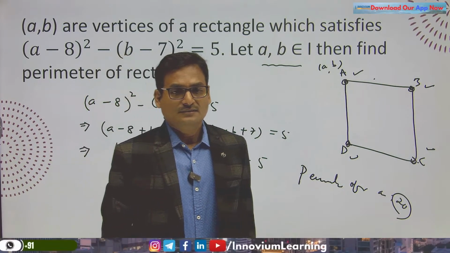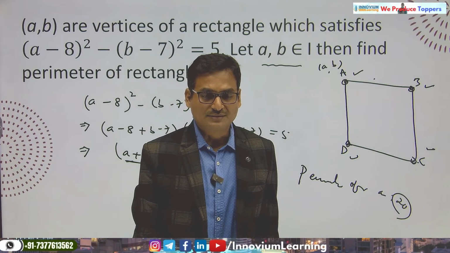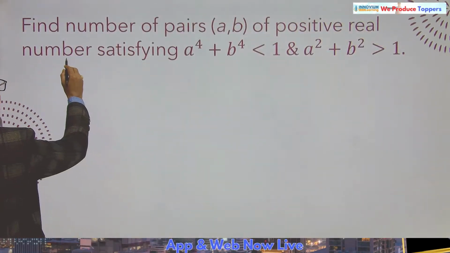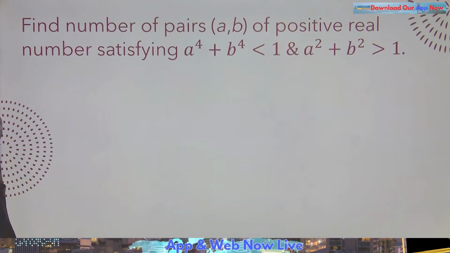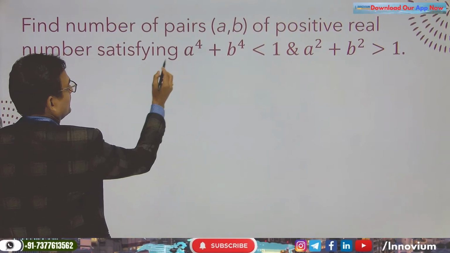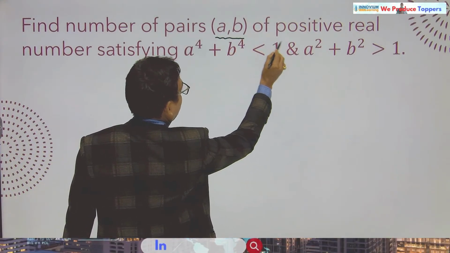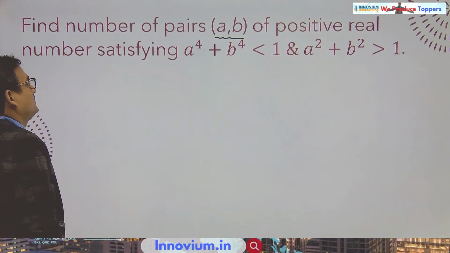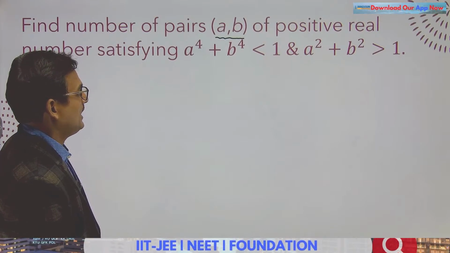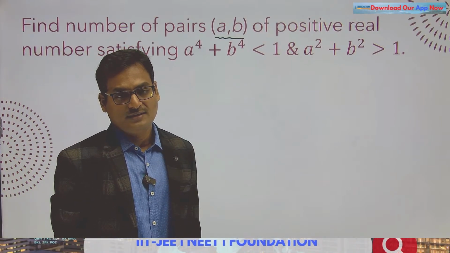Next, let's discuss one more question. Good question. Find the number of ordered pairs. This is called an ordered pair. A, B, ordered pair of positive real numbers satisfying A to the power 4 plus B to the power 4 less than 1 and A square plus B square greater than 1.